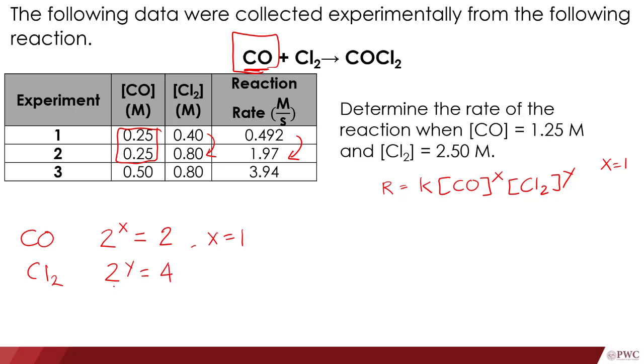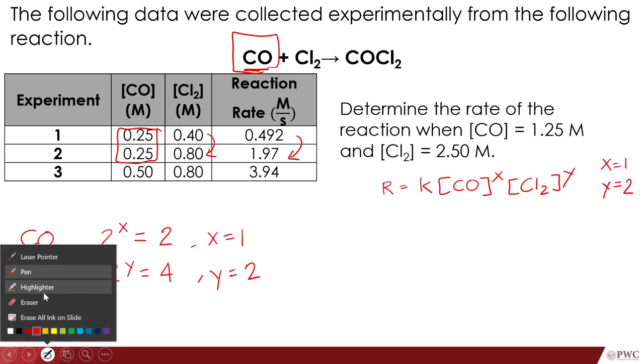So here, 2 to the power of y is equal to 4. Then what could be y here? y obviously is equal to 2. So in this case, we have determined the x and y in the equation. So after determining the orders here, we can now determine the constant k on this equation.